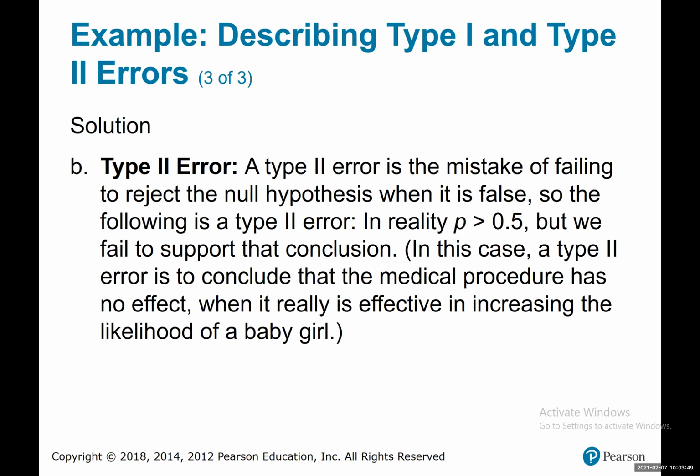Thank you. And please type 2. A type 2 error is the mistake of failing to reject the null hypothesis when it is false. So the following is a type 2 error. In reality, p is greater than 0.5, but we fail to support that conclusion. In this case, a type 2 error is to conclude that the medical procedure has no effect when in reality it is effective in increasing the likelihood of a baby girl.